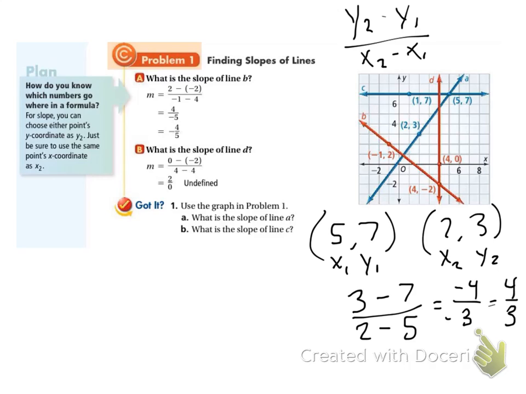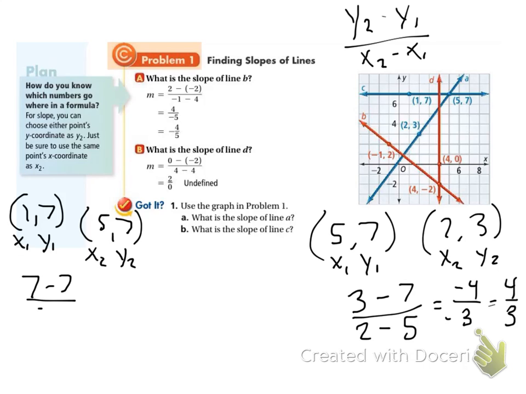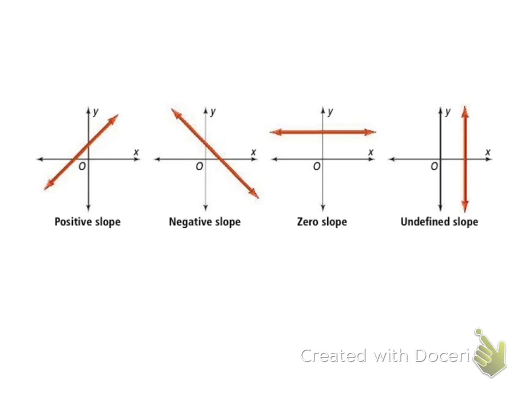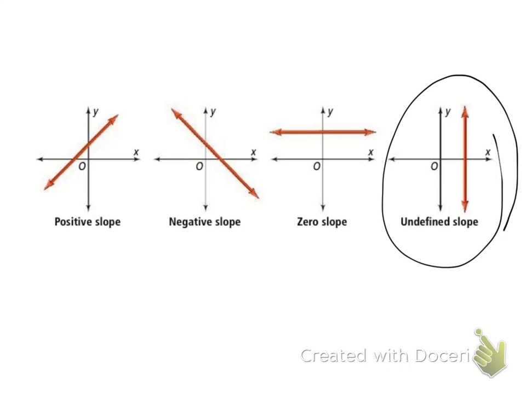If I look at line C, that's going through (1, 7) and (5, 7). That's x1, y1, x2, y2. So 7 minus 7 over 5 minus 1 gives me 0 over 4, which is just 0. If you look at line C right here, it is a horizontal line. Horizontal lines have a slope of 0. Vertical lines, up and down lines, have undefined slope.